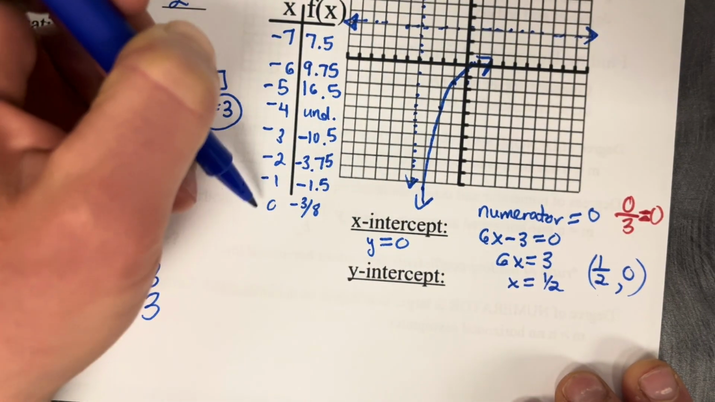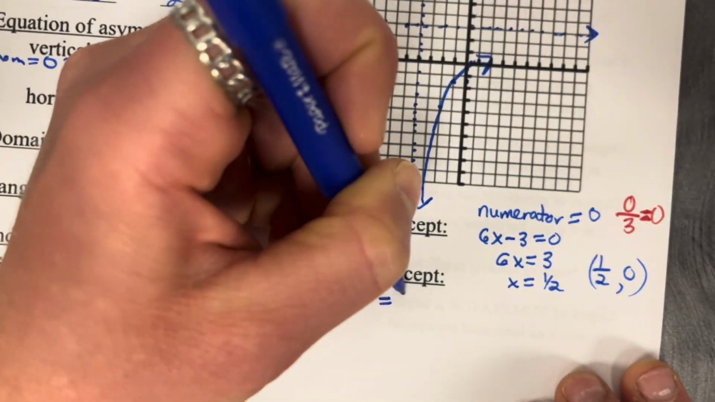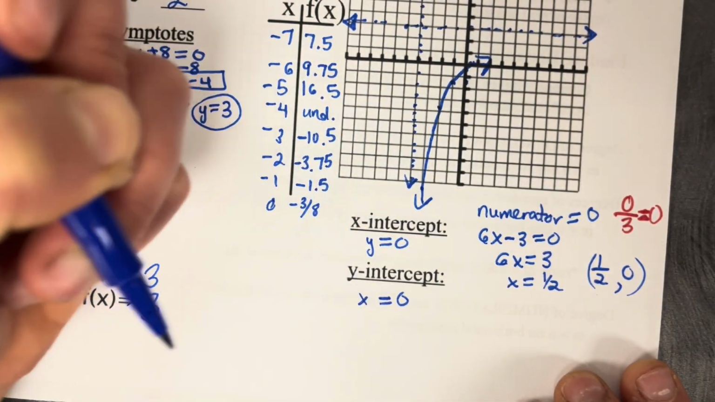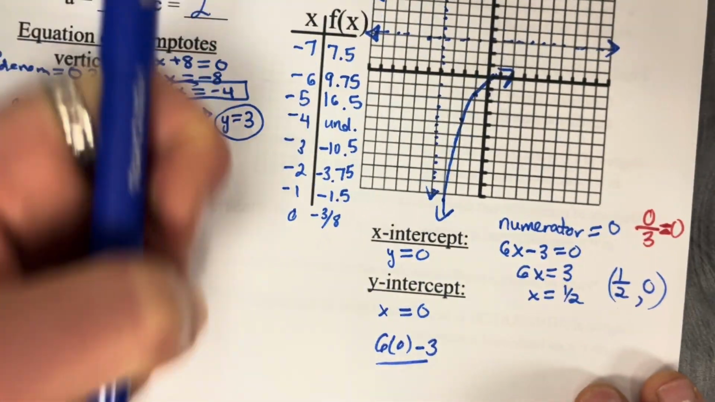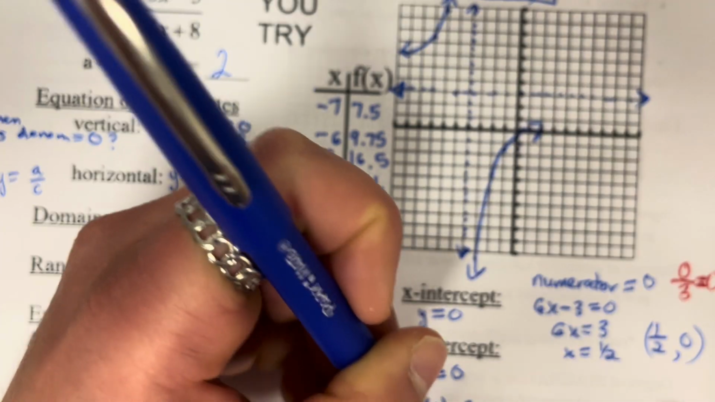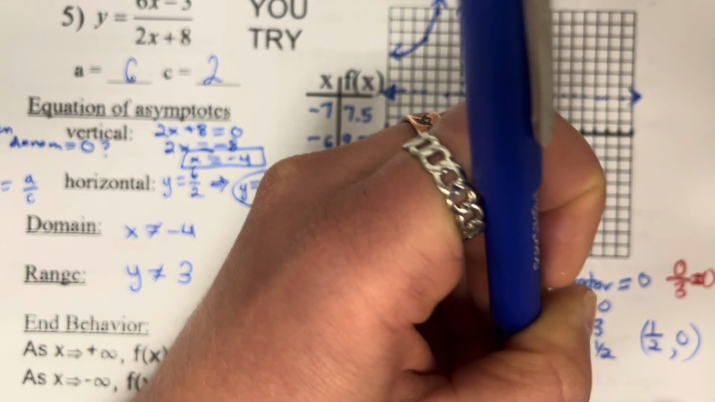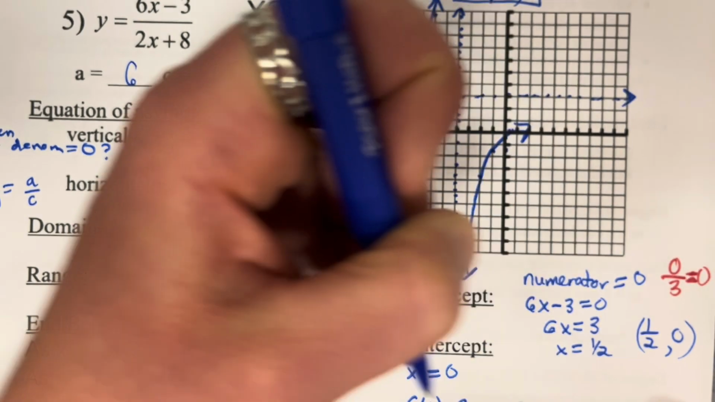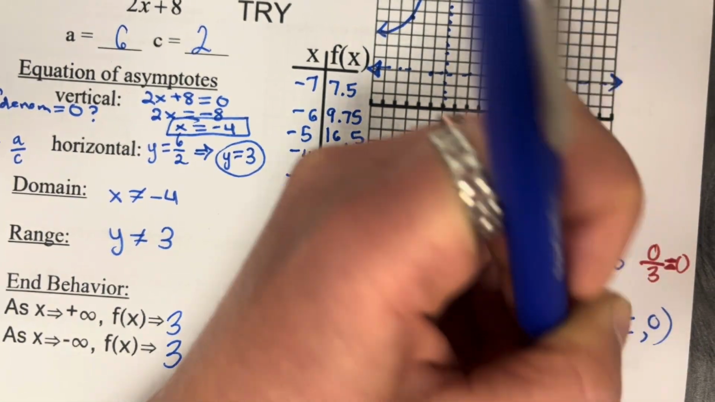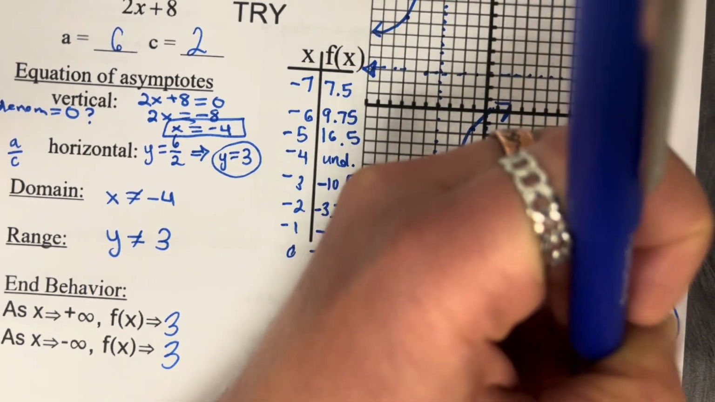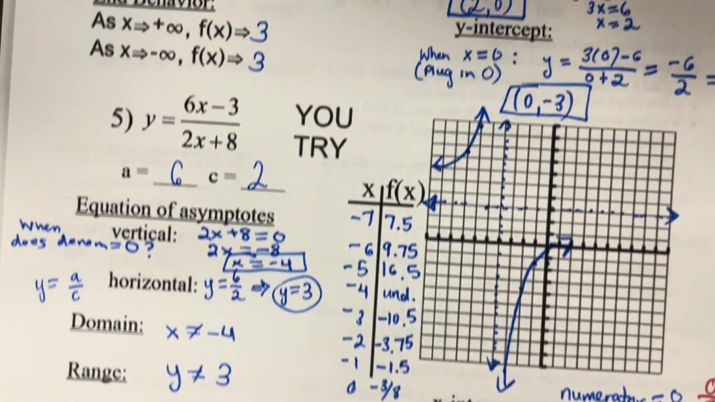Then y-intercept, we actually already have this in our table, but just for practice, we'll do x equals 0 and plug it in. So 6 times 0 minus 3 over 2 times 0 plus 8 equals negative 3 over 8. So that is 0, negative 3/8. And that's the whole problem.